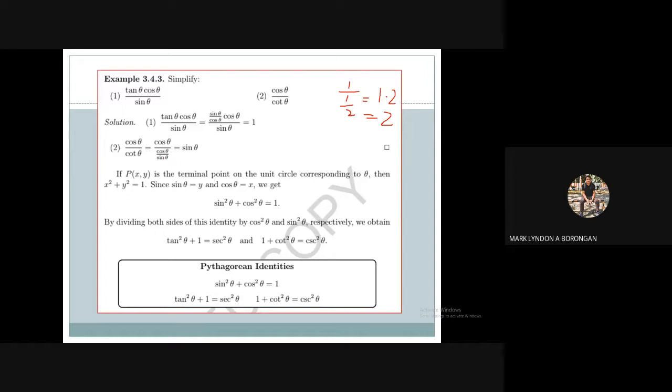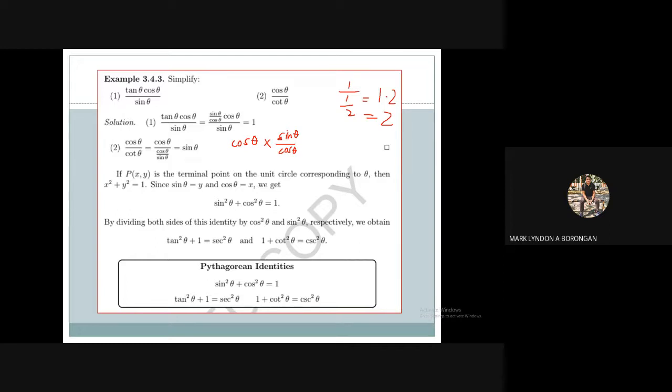In this case, you have cosine of theta times, since it was dividing here, when you get its reciprocal, you now use multiplication. So, it is now multiplied with sine of theta over cosine of theta. Here, the cosine was in the denominator, so when you get the reciprocal, it becomes sine.